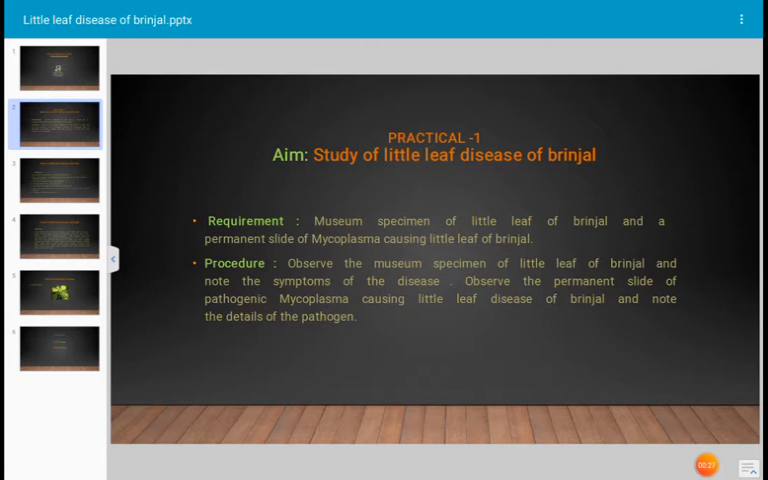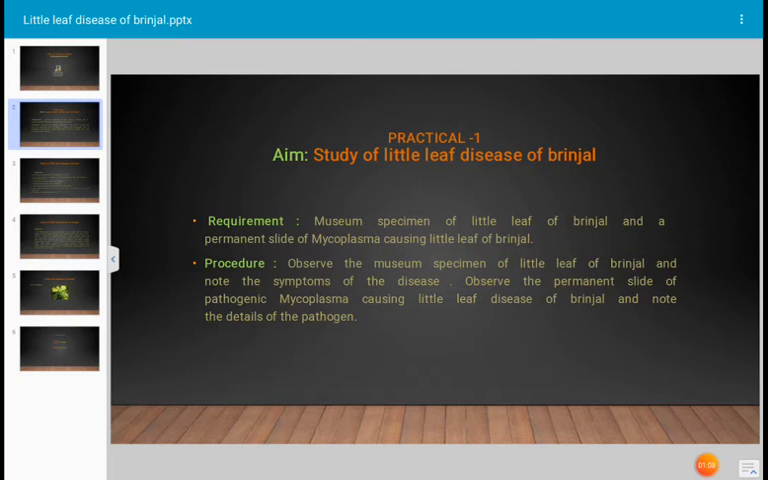We need a museum specimen of brinjal, an infected brinjal leaf or a brinjal twig or plant, and the permanent slide of mycoplasma, which causes little leaf disease of brinjal. These two things we need during practical. And what exactly we have to do? We have to observe the specimen keenly and write all the details of the pathogenic organism and pathogenic symptoms. Pathogen causes symptoms in the host plant. Brinjal is the host plant. We have to note all the details of symptoms of the disease.